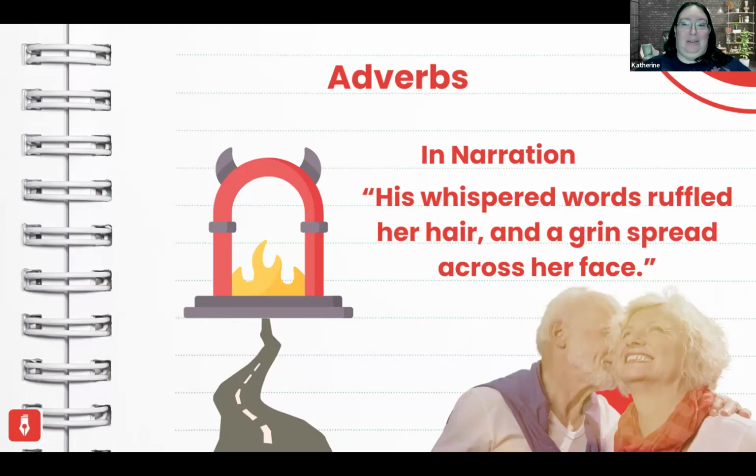Smiled happily. I mean, if you're smiling, unless it's a smile that doesn't meet their eyes or something that isn't happy, we're going to assume that they're happy. It's a happy smile if you just say smile. Instead, let's make this stronger. A grin. So his whispered words ruffled her hair. We now have a visual image in our head of her hair ruffling while he's whispering in her ear, and a grin spread across her face. We get the implied happiness, we get the type of smile, and we also get that visual cue, the grin spreading across her face there.